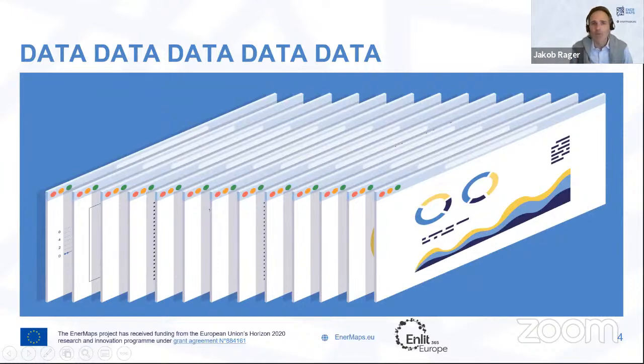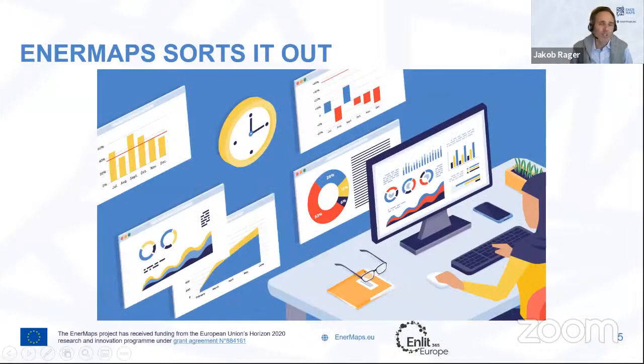What EnerMaps tries to do is, on the next slide, we'll try to figure out this mess of data, try to sort it out, try to help you find the KPIs, get out of the data the information that you're looking for, making the decision that helps you to move forward. Next slide.